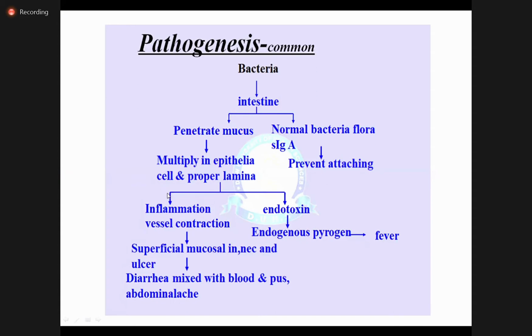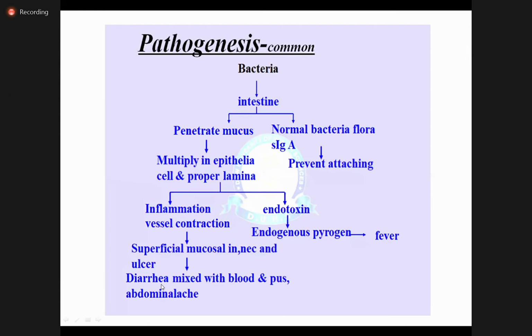Due to the inflammation, what happens? There is vasoconstriction, and some other endotoxins are also released that cause fever and the release of different proteins. Then after the vasoconstriction, there is superficial mucosal necrosis and ulceration. Then there is an increased secretion of water instead of absorption, and due to the inflammation, there is accumulation of blood and pus along with the watery secretion. That's called diarrhea.